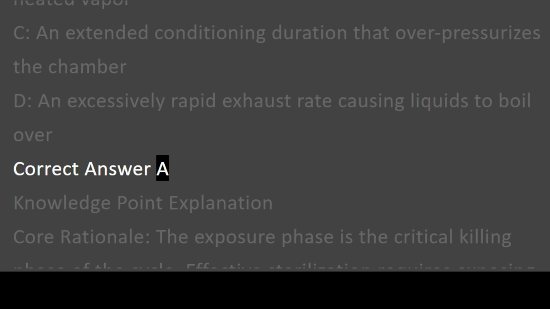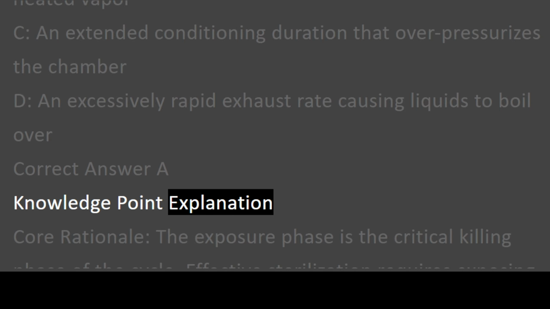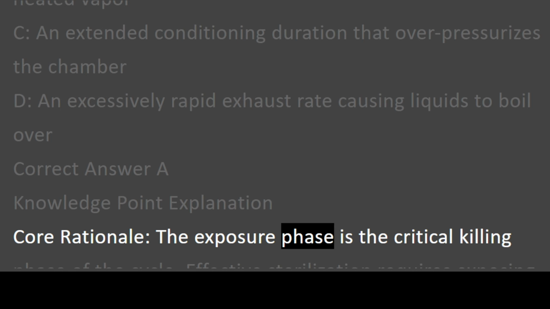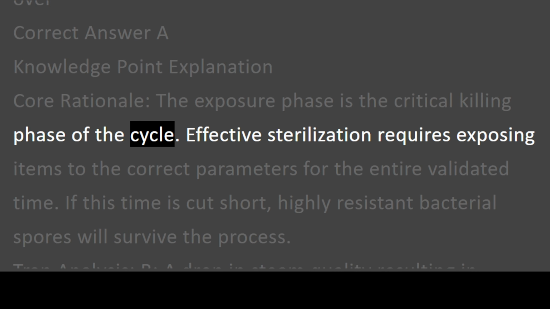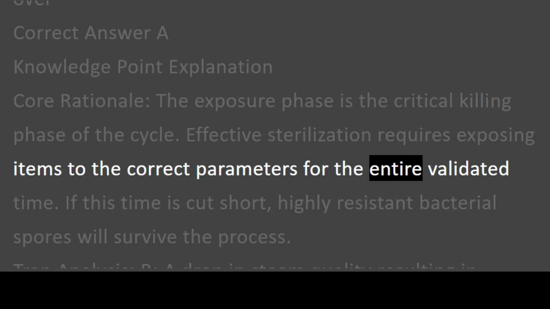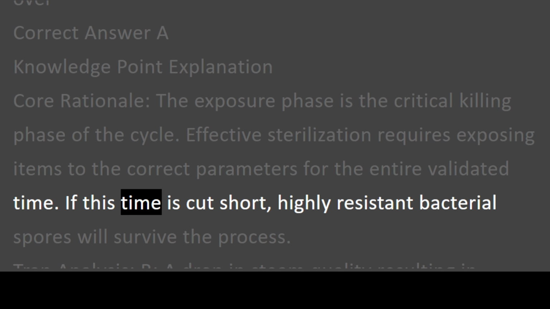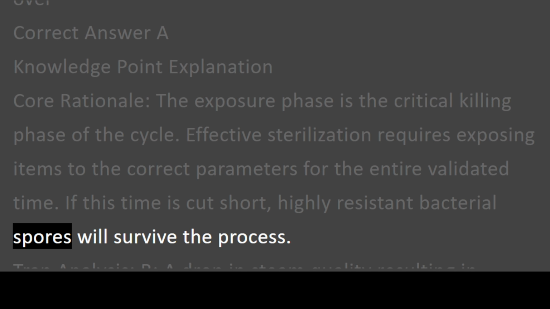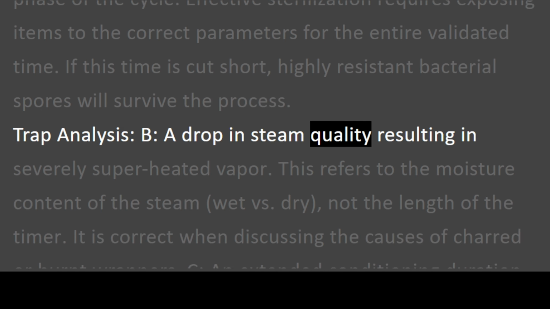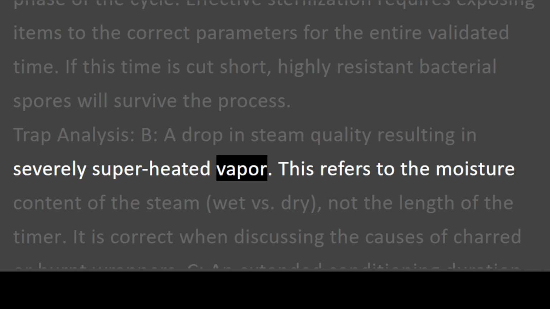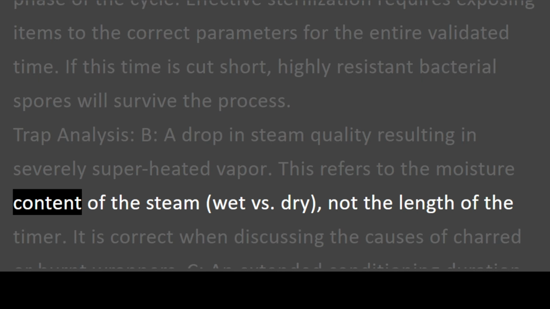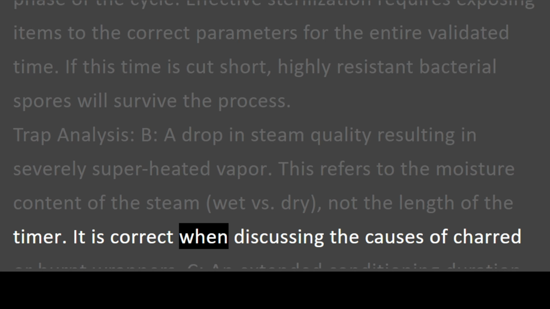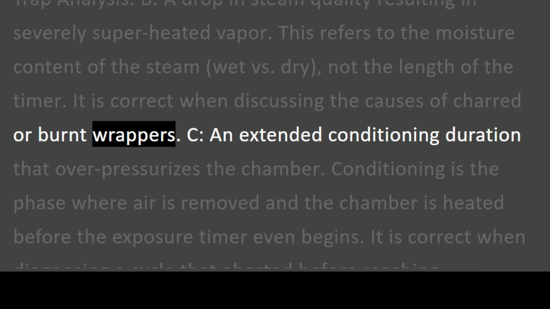Correct answer A. Knowledge point explanation. Core rationale. The exposure phase is the critical killing phase of the cycle. Effective sterilization requires exposing items to the correct parameters for the entire validated time. If this time is cut short, highly resistant bacterial spores will survive the process. Trap analysis. B. A drop in steam quality resulting in severely superheated vapor. This refers to the moisture content of the steam, wet versus dry, not the length of the timer. It is correct when discussing the causes of char or burnt wrappers.